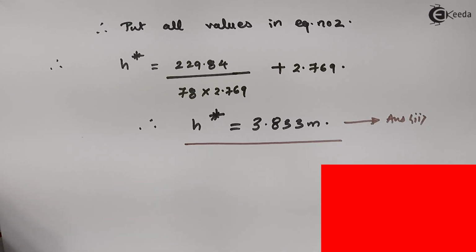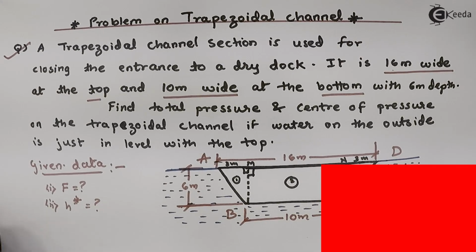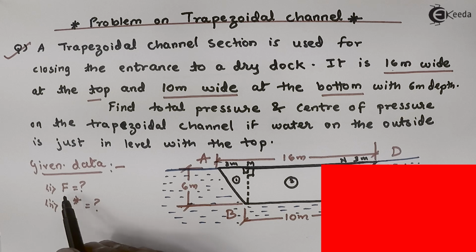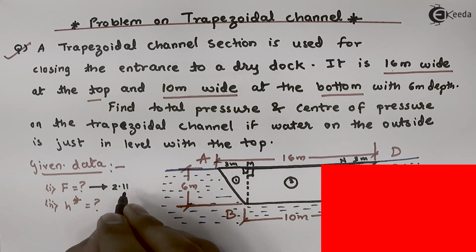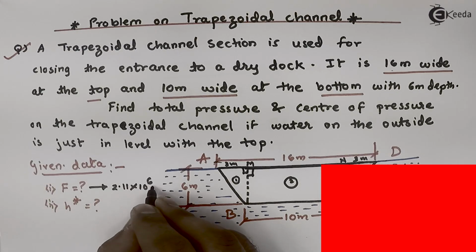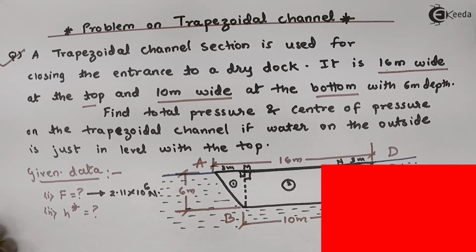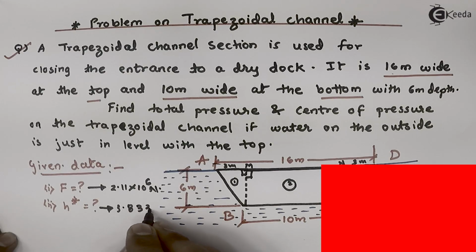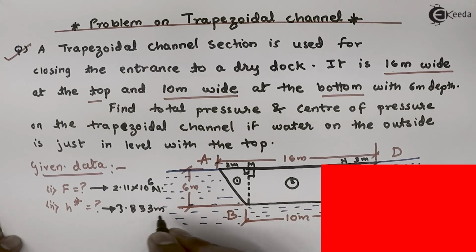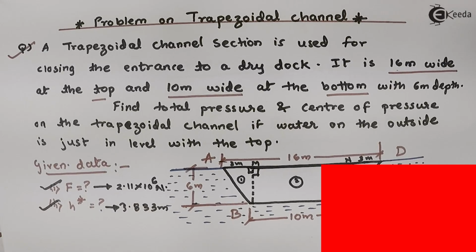Now if we look into the problem, the question was to calculate the hydrostatic force, or we can say total pressure. Its value is 2.11 into 10 raised to 6 Newton. And the second part was to calculate H star. H star we have got just now. It is 3.833 meters. Once we have calculated both the values, we can say that we have completed the problem.